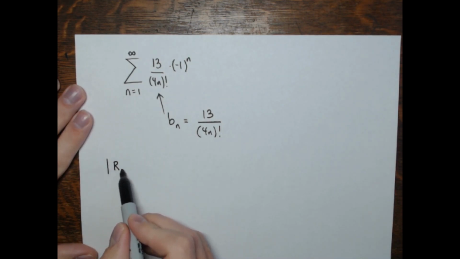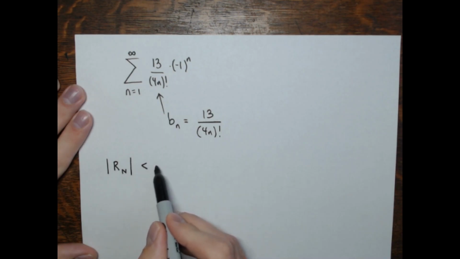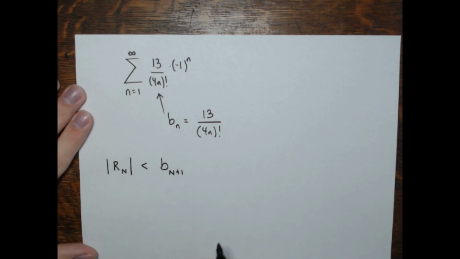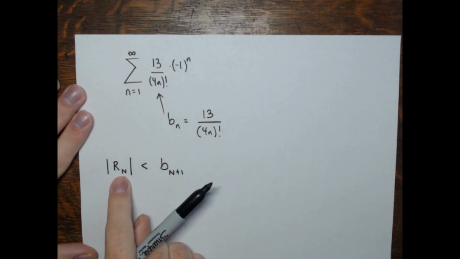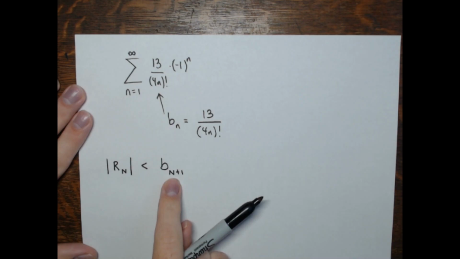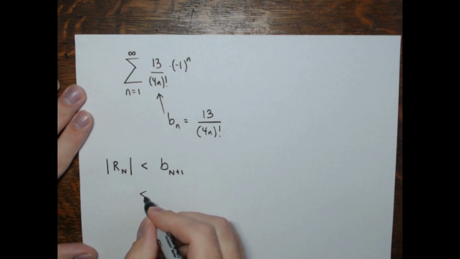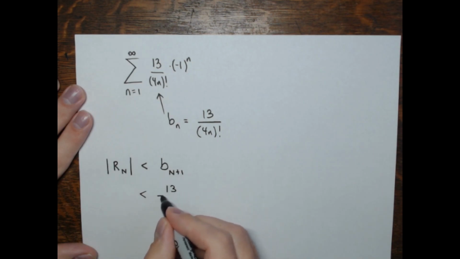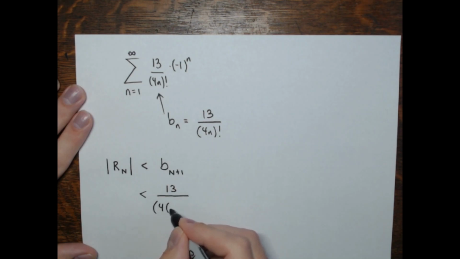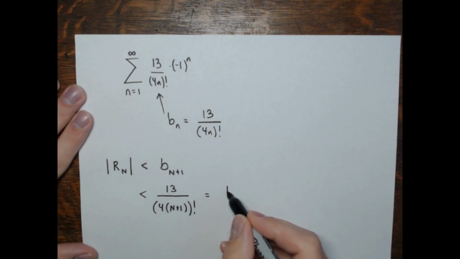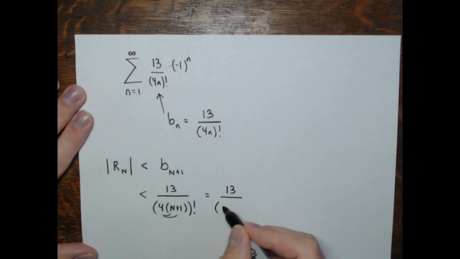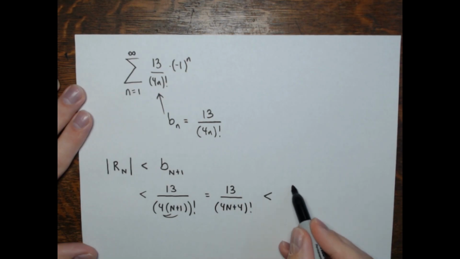So we're looking for a capital N here, right? How many terms would I need to add up? Again, less than b sub capital N plus 1. The absolute error after adding up the first n terms will be less than just the next term of the sum, right? B sub n plus 1. Now b sub capital N plus 1 looks like this, 13 over 4 times, replacing little n with capital N plus 1, and then you got factorial, right? So that's 13 over 4n plus 4 factorial. And they would like us to find a capital N so that this is less than 0.001.